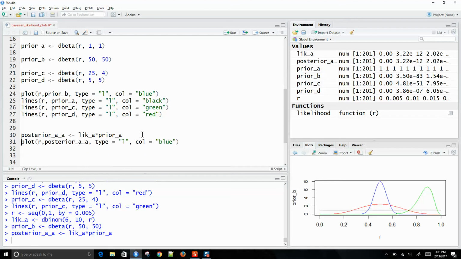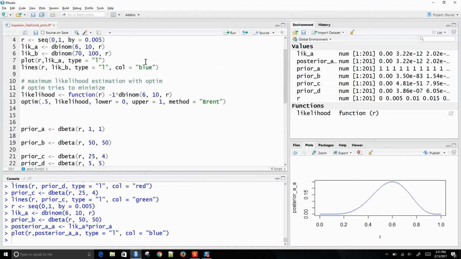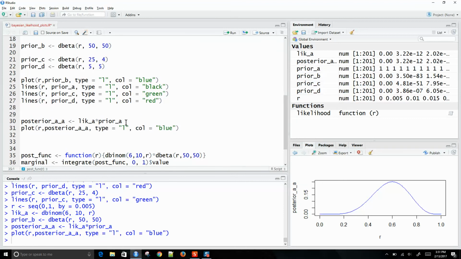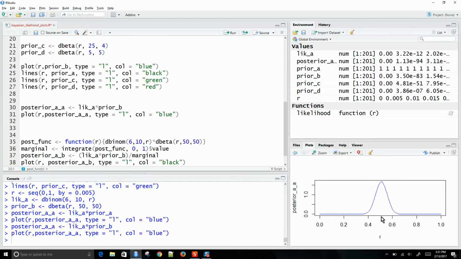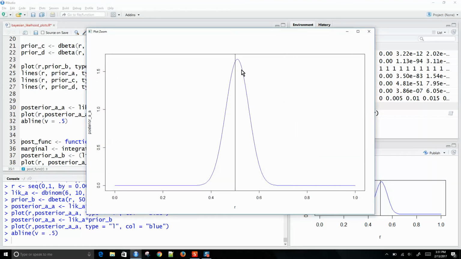And then here I can plot this, and we can see how observing... I did the wrong multiplication here. I need to do prior b. So we can see, maybe you can't really see, if I do v equal to 0.5, we can see how observing 6 heads out of 10 ever so slightly shifts the distribution of r to slightly favor a value that's above 0.5.